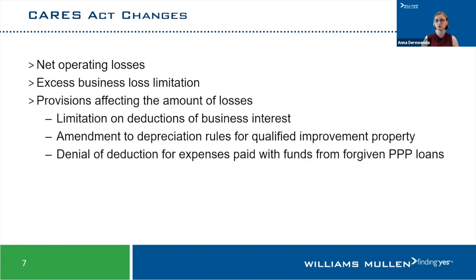A lot of these were in reaction to the 2017 TCJA, which had put in a lot of provisions either restricting the use of losses or changing some of those rules. The CARES Act also changed some of the provisions, like the deductions for business interest and access to bonus depreciation for qualified improvement property, that affect just how much of an NOL a taxpayer has.